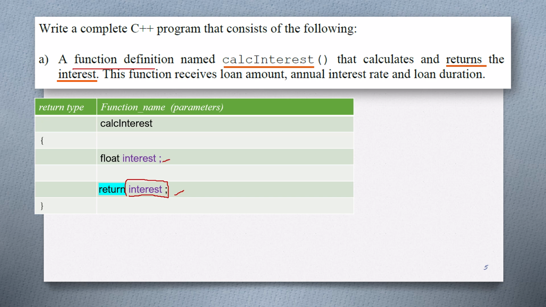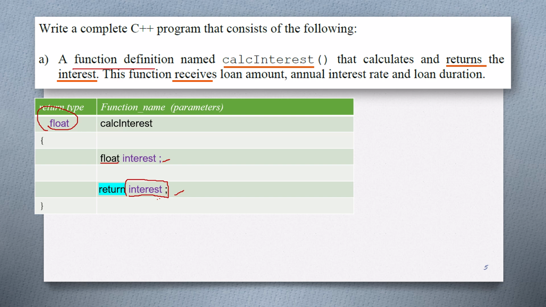Next one. Since there is a return type here, when you return interest, and interest is of type float, then of course here you have to write the return type, which is float. Very simple, right? The only thing you need to understand is to go through it carefully.